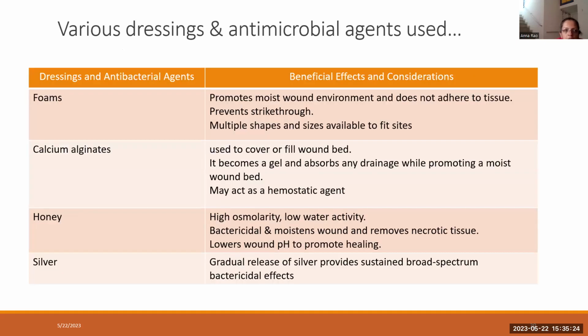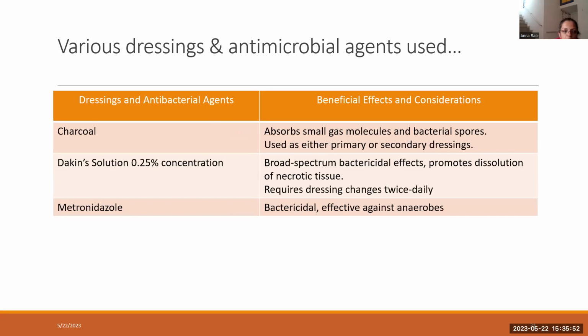In this table, I have tried to give the types of dressings and their benefits. Depending on the patient's condition, we can use various things like foams, calcium alginates, and how they are useful, honey, how it is useful, silver ointment, and how it is useful. That is given in this table. Of course, I will be sharing this PPT with you, so you can also go through it, as you might be using many of these things already, right? So this is a kind of revision.